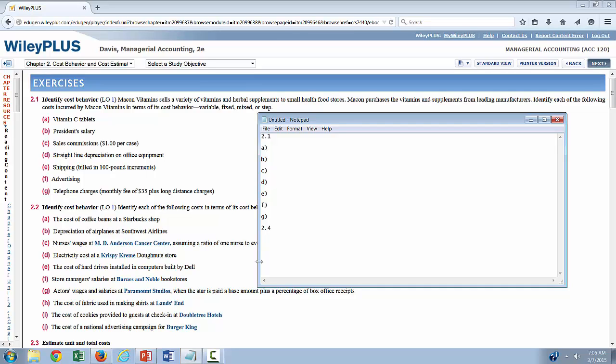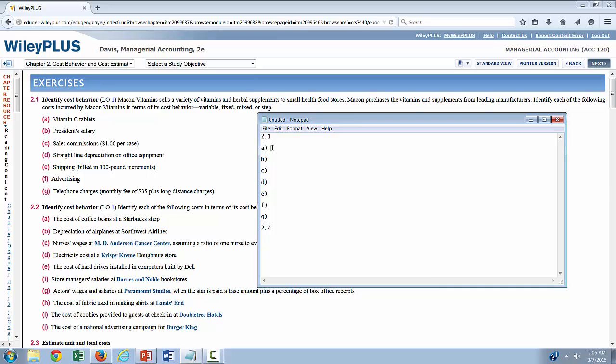Okay, so here's exercise 2.1. Macon Vitamin sells a variety of vitamins and herbal supplements to small health food stores. Macon purchases the vitamins and supplements from leading manufacturers. They want us to identify each of the following costs incurred by Macon Vitamins in terms of its cost behavior: variable, fixed, mixed, or step.